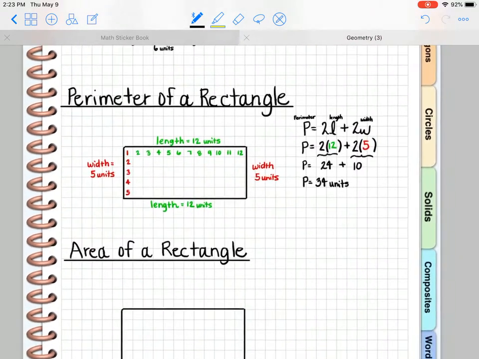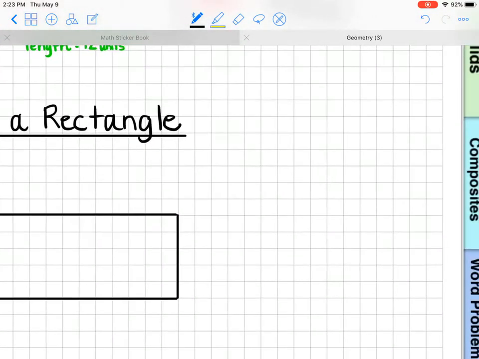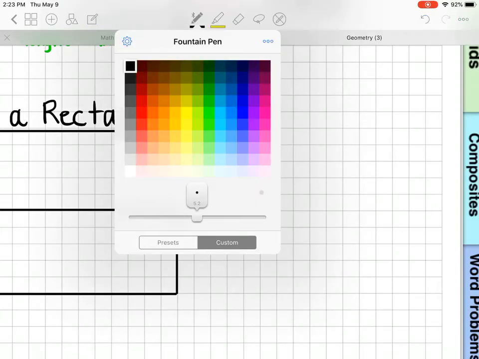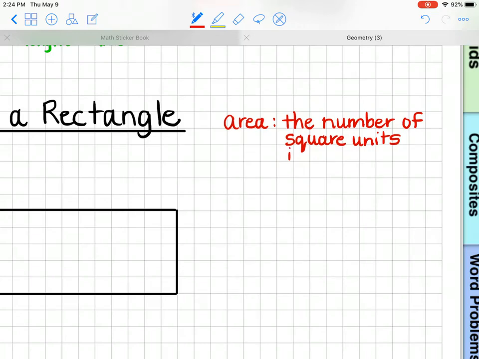Okay, what if they want us to look at the area of a rectangle? And let me tell you what area is. It's different than perimeter. Perimeter is the distance around. Area is the number of square units, literally squares, little tiny squares, inside a closed space.